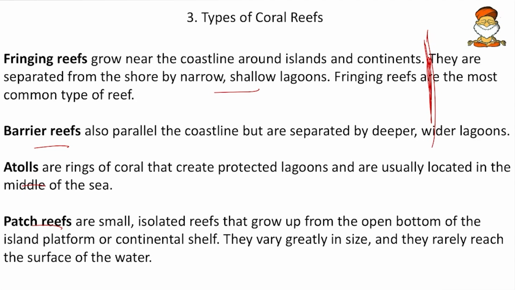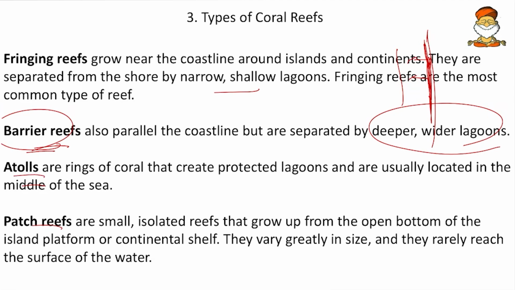And then we have the barrier reefs. Barrier reefs will not be exactly at the coast, they will be a bit away from the coast. Here the lagoons will not be narrow, but wider and deeper. So the barrier reefs are characterized by wider and deeper lagoons. Such statements we can expect in UPSC. The fringe reefs are characterized by wider and longer lagoons. So that is a false statement, because it is the barrier reef that has them.